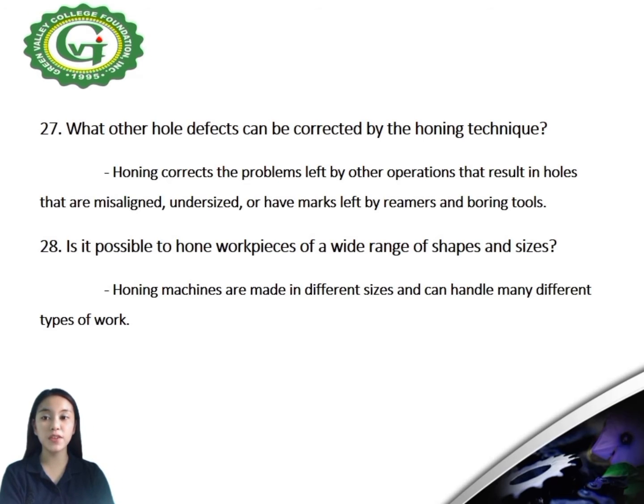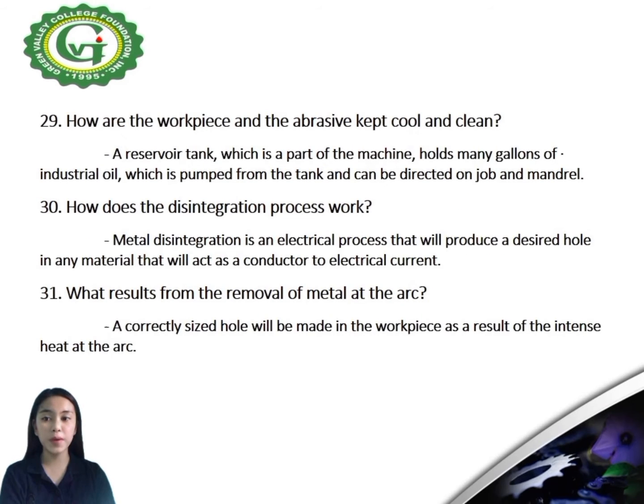Is it possible to hone workpieces of a wide range of shapes and sizes? Honing machines are made in different sizes and can handle many different types of work. How are the workpiece and the abrasive kept cool and clean? Our sump tank, which is a part of the machine, holds many gallons of industrial oil, which is pumped from the tank and can be directed on the job and the bundle.